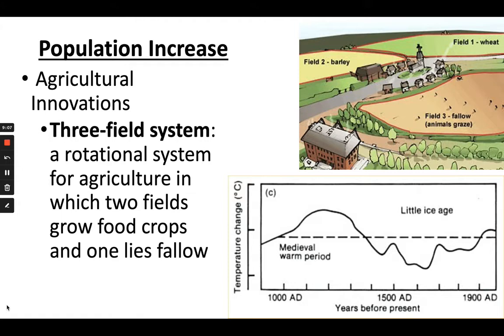So how can you work around that? Well, you might use the 3-field system. The 3-field system is a rotational system that means you have 2 fields in use at any one time. And the 3rd field is sitting in fallow and restoring its nutrition and productivity. So the nutrients and the nitrogen would replenish in the soil during its year off, and then you'd rotate.